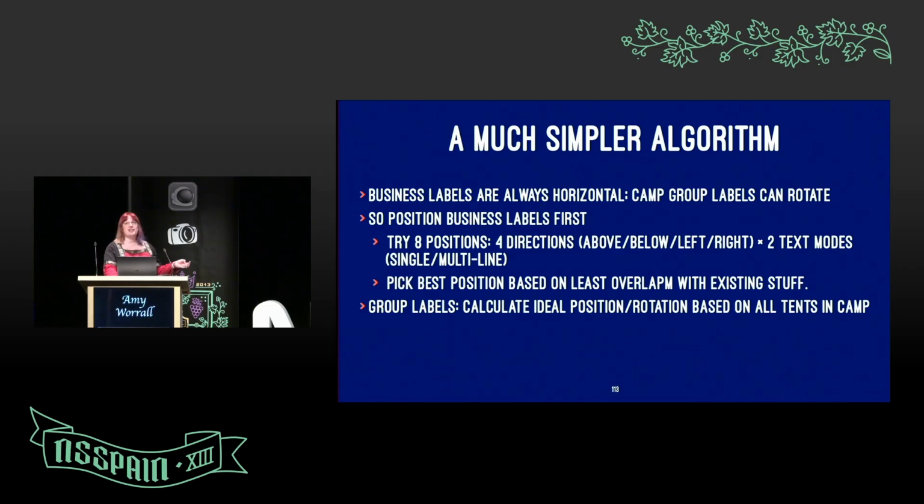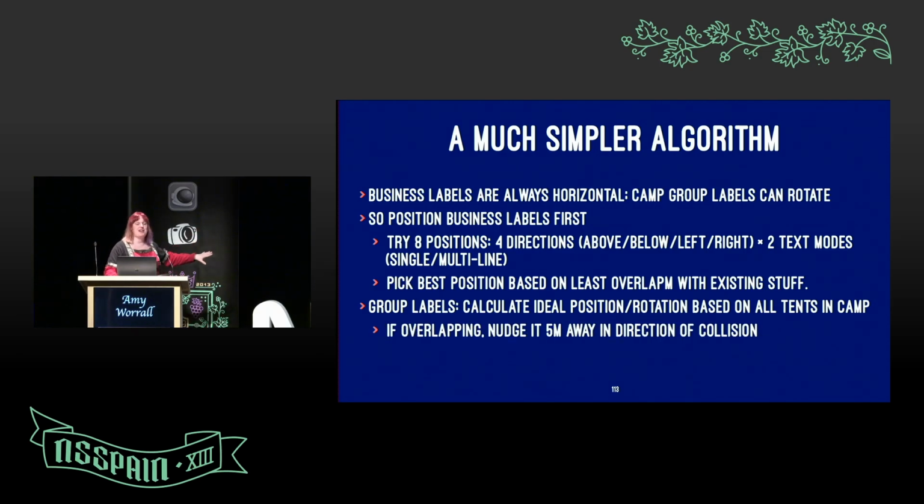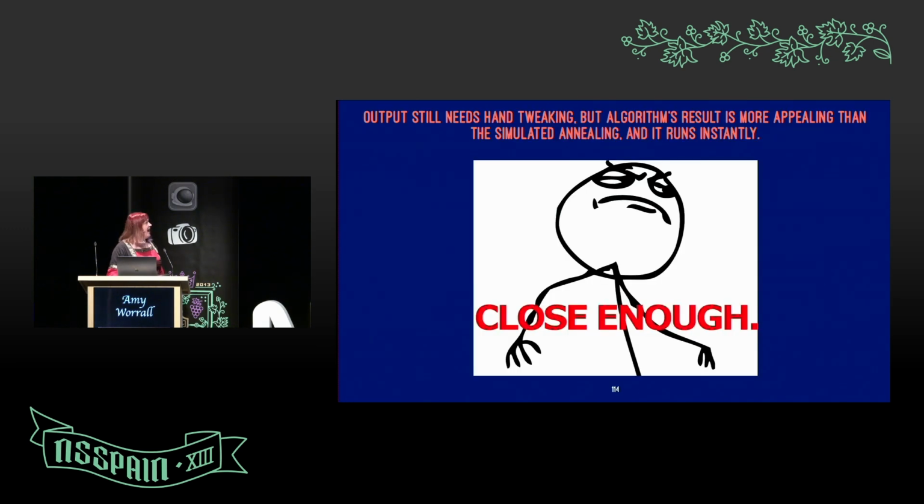And again, we're just doing this in a random order. We're not going back and redoing anything. And for the group labels, we calculate the ideal position and rotation, and then if there's a clash, we move it 5 meters away and try again. It's not recursive, there's one pass only. And the interesting thing is, the output does still need hand tweaking, but its result is actually better than simulated annealing, and it runs pretty instantly, so close enough.